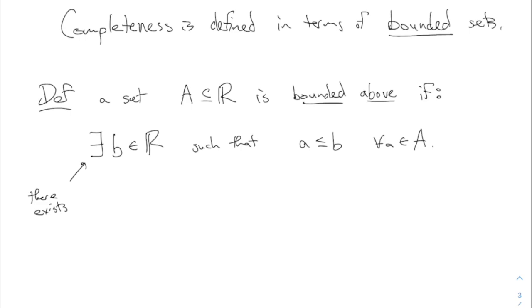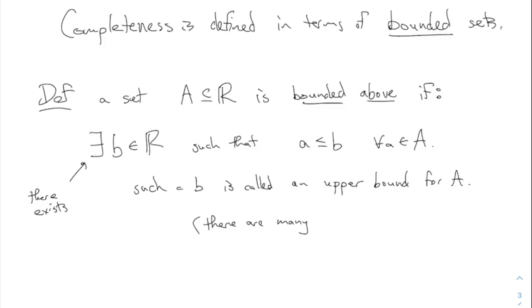All right? In that case, such a B is called an upper bound. Obviously, an upper bound for A. And in this case, there are many upper bounds. If the set is actually bounded, then there's actually infinitely many different numbers that you could choose to represent the upper bound, right? There are many upper bounds.